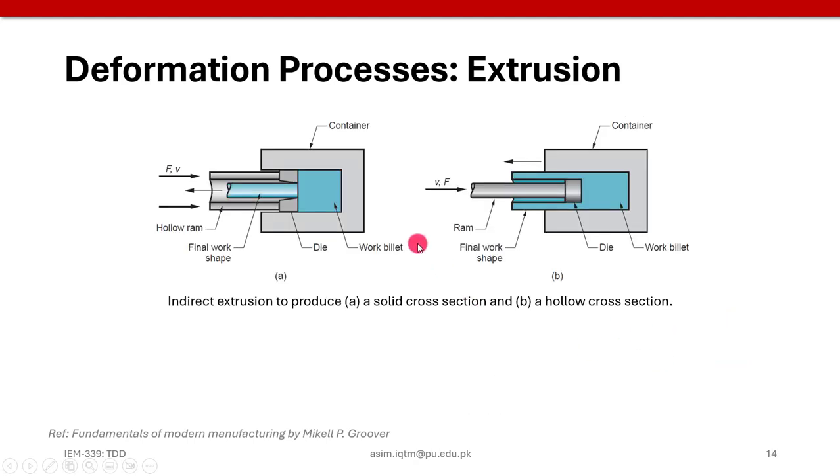In this extrusion product, the force is applied on this side and the product is produced as a solid from this A type of die, and the hollow cross section is produced from this B type of die design. So actually we apply the force on this side, and in between there is an opening which produces a solid cross section rod. And here you can see we apply again the force, and the opening of the cross section around this ram produces the hollow cross section of the product.